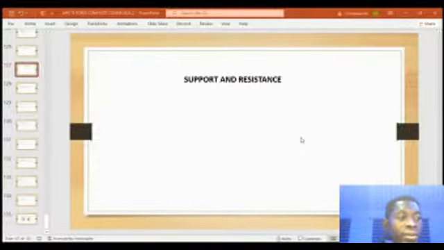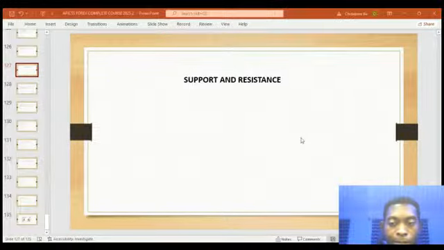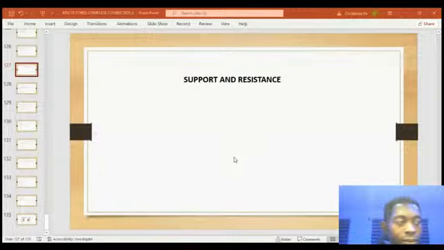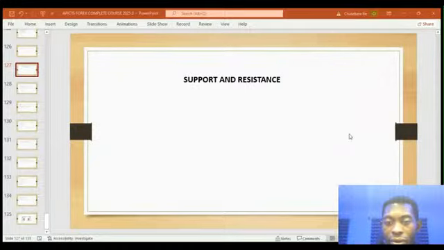Can you see my screen now? Can anyone see my screen? If you can see my screen, I'd like you to type 2 in the comment section. All right. If you can see my screen, please type 2 in the comment section. All right, beautiful. So let's go.